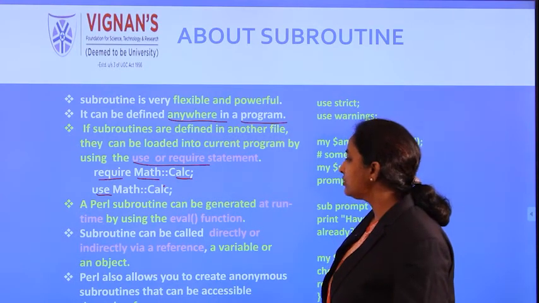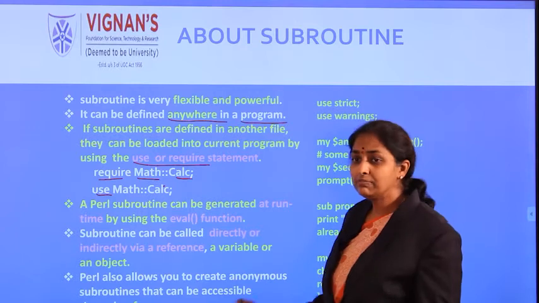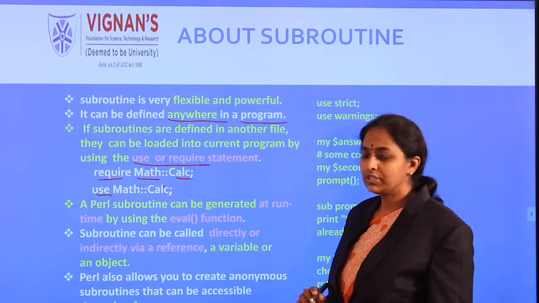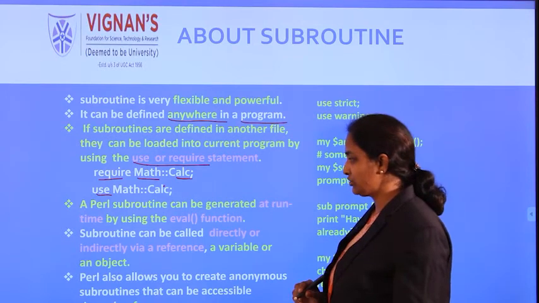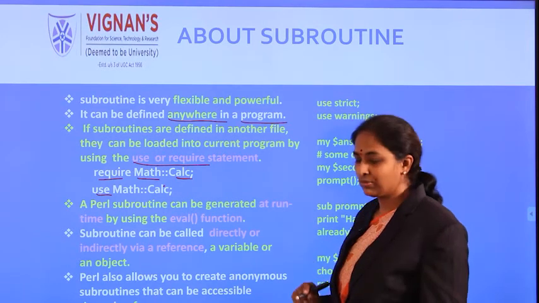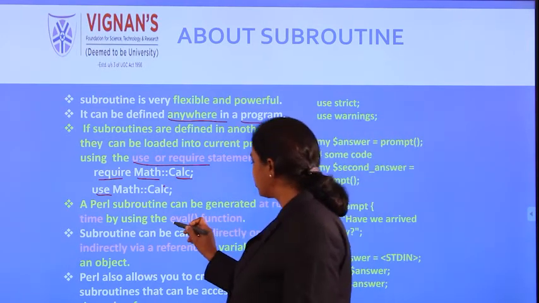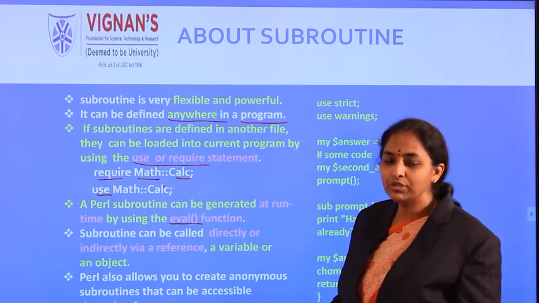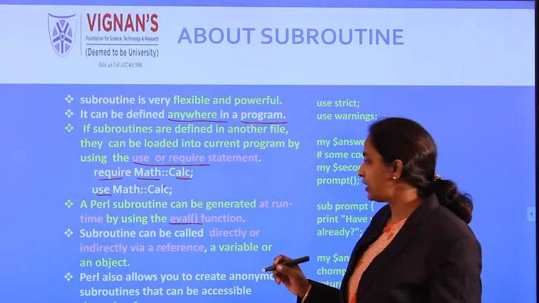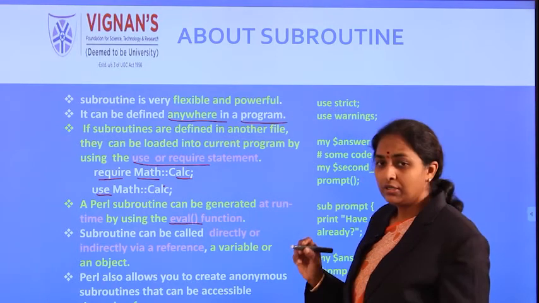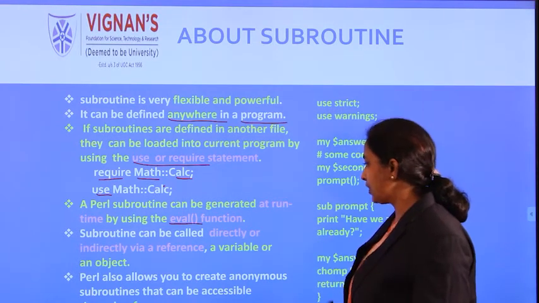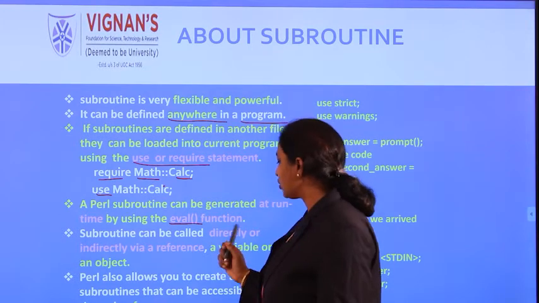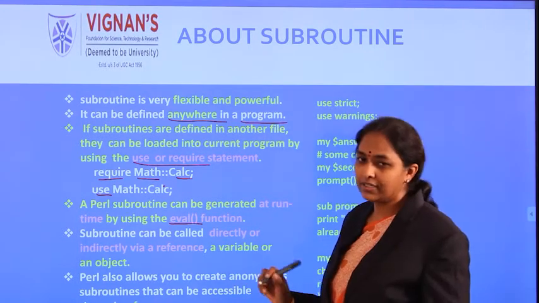And coming to the parallel subroutine, even a subroutine can be generated during debugging time or runtime also. For that we are going to use the eval function. The eval function is useful to create or generate the subroutine at runtime. Now coming to the subroutine, it can be called directly or indirectly.